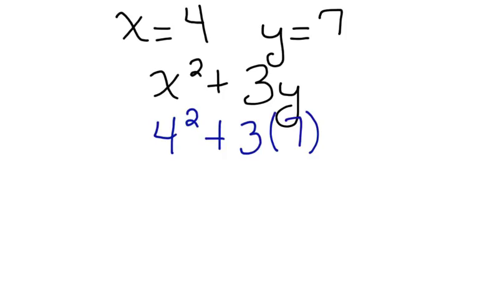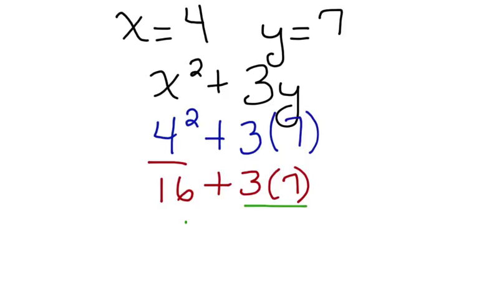Now, according to the order of operations, we're going to use exponents first. So 4 squared is 4 times 4, which is 16. And then we bring everything else down. Now, according to the order of operations, we're going to do multiplication next. So I'm going to bring down my 16 plus, and I'm going to solve 3 times 7, which is 21. And now we add for our answer to this expression, which is going to be 37. 16 plus 21 is 37.